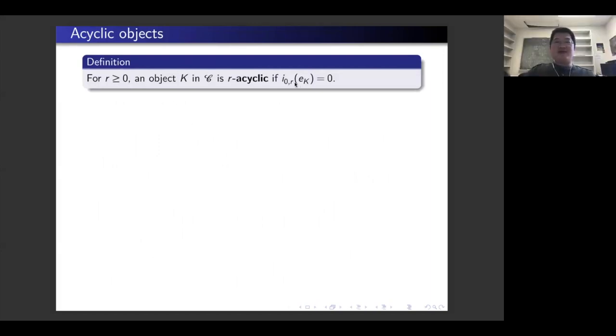So the definition is: the object K is R-acyclic if e_K, the identity map on K, which by definition lies on the zero level, when I use the structure map to push it to level R, is just equal to zero.